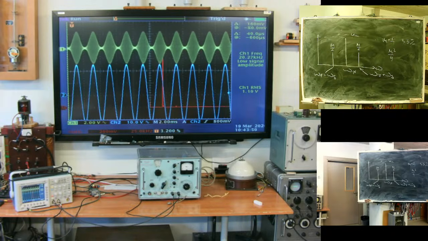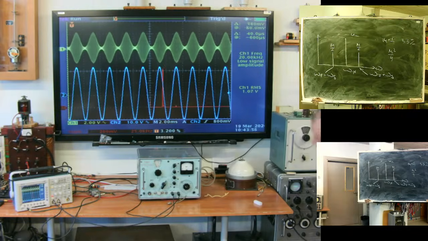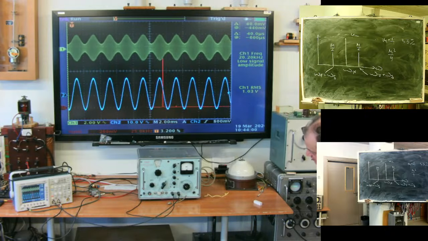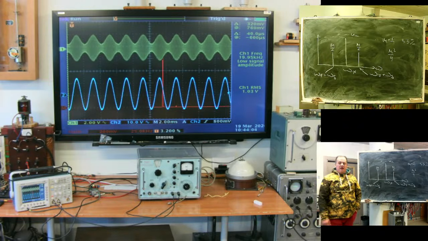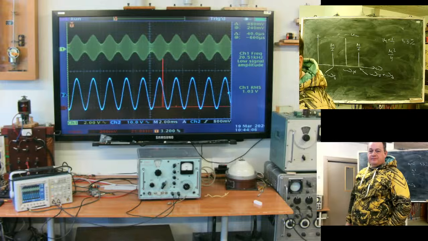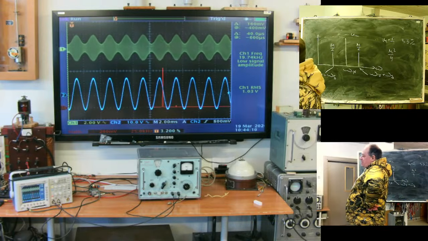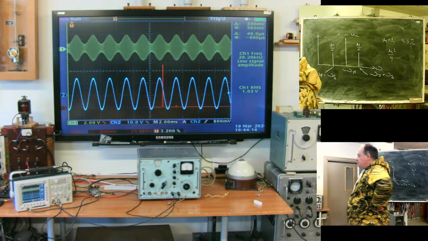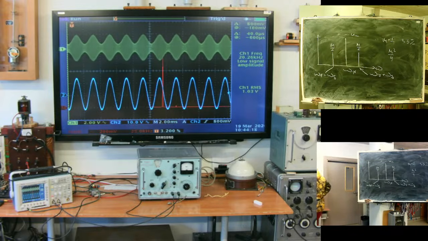I'm changing the depth of modulation. It's over 1. Now, where am I? 50%. The depth of my modulation is 50%, m equals 1/2. Here, 20 kilohertz is modulated by 500 hertz.